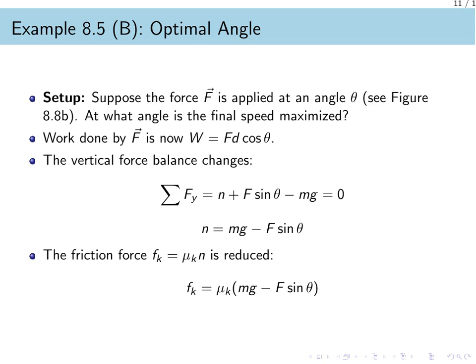However, the normal force also changes. The vertical component of F, which is F sine theta, pulls upward, partially lifting the block. The new vertical force balance is N plus F sine theta minus mg equals 0. This means the normal force, N, is now equal to mg minus F sine theta. A smaller normal force means a smaller friction force, F sub k.